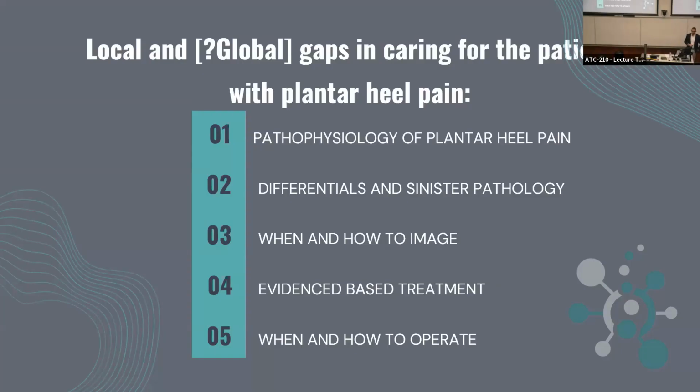And these are the 5 issues that we identified in the Hunter. What is the pathophysiology of plantar heel pain? Plausible differentials, including the sinister ones, when and how to image, understanding when and how to operate, and then understanding the suite of evidence-based treatment options.